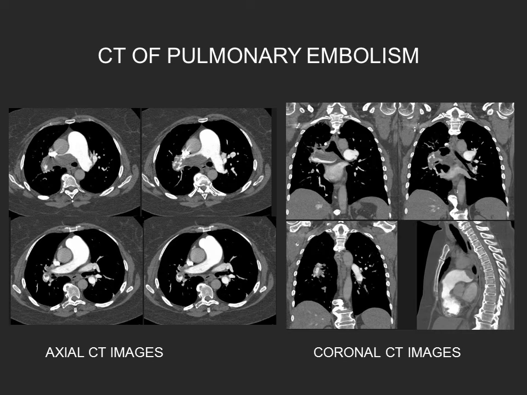These are axial and coronal CT pulmonary angiogram images of a patient with PE. Can you identify the abnormalities?